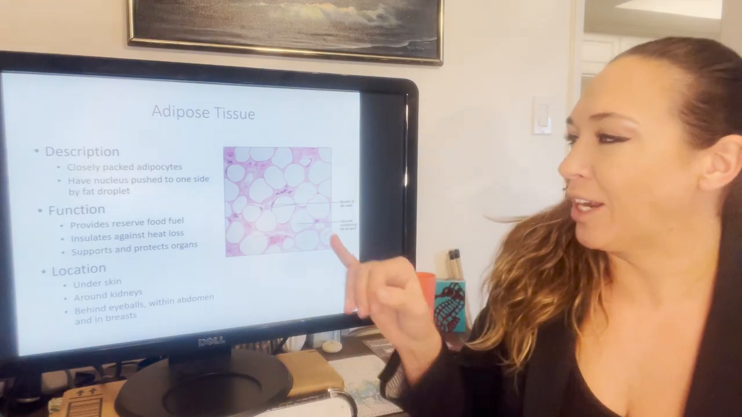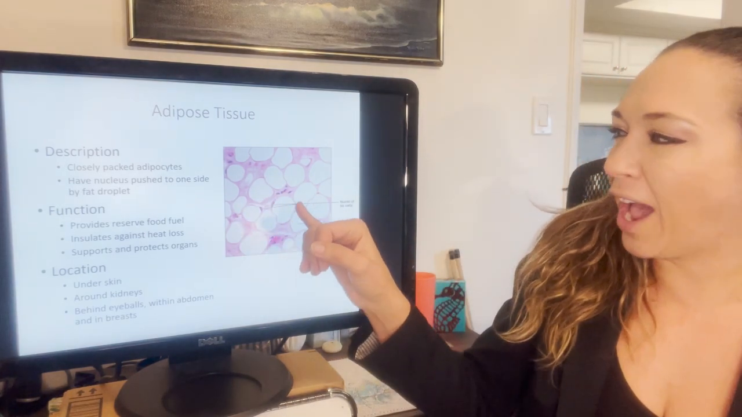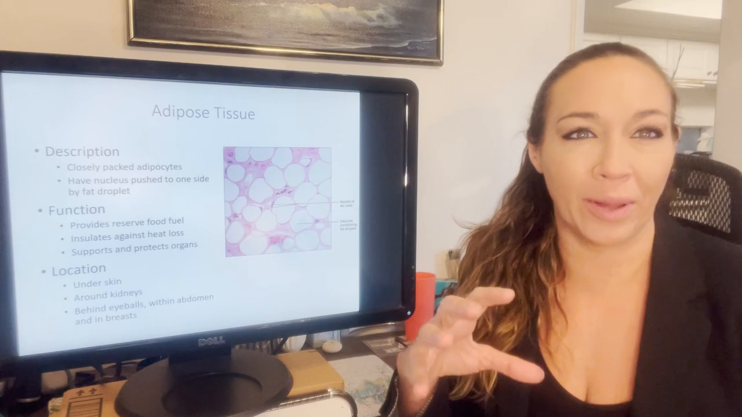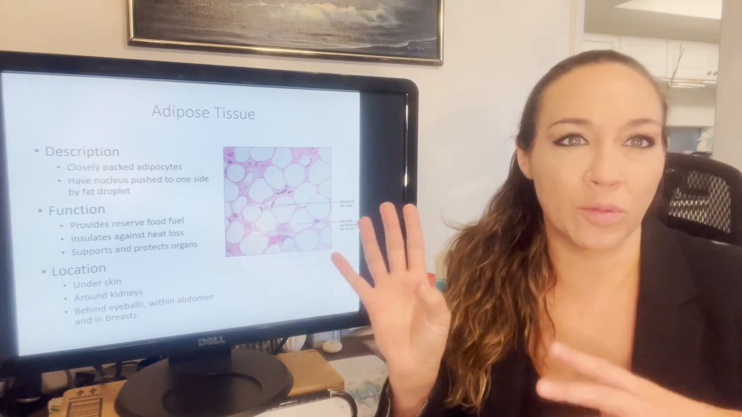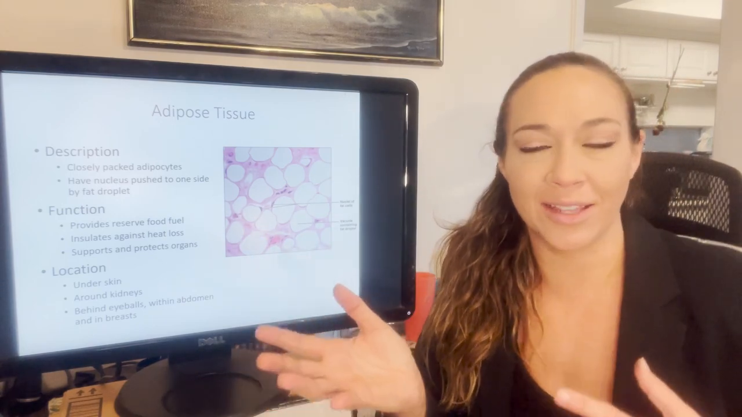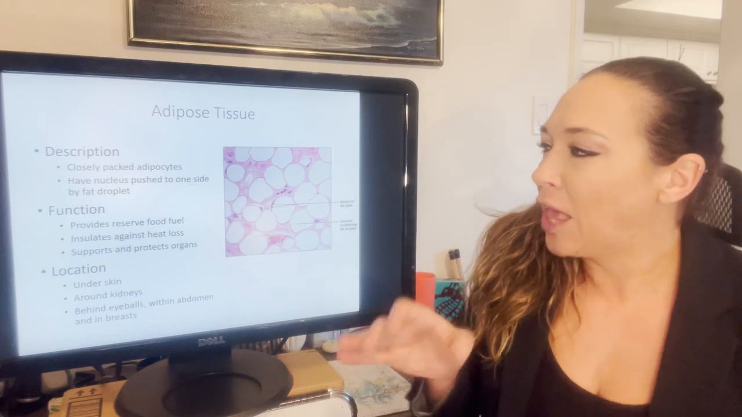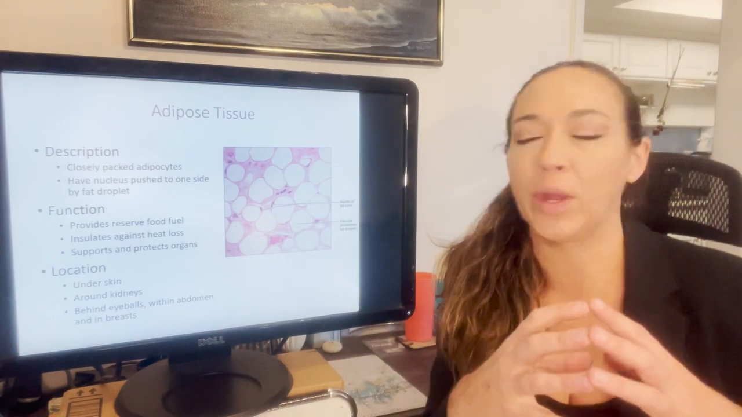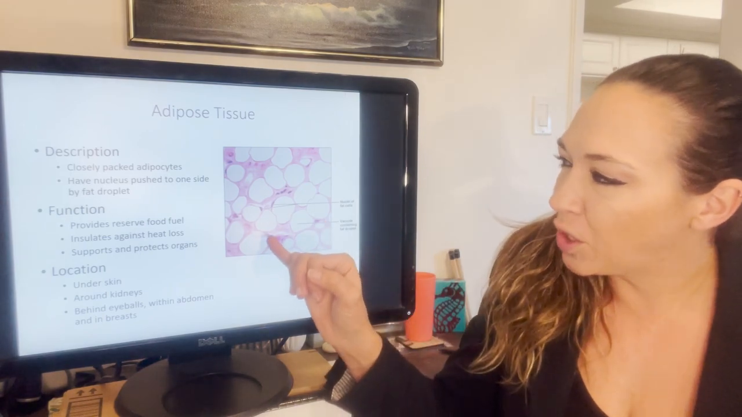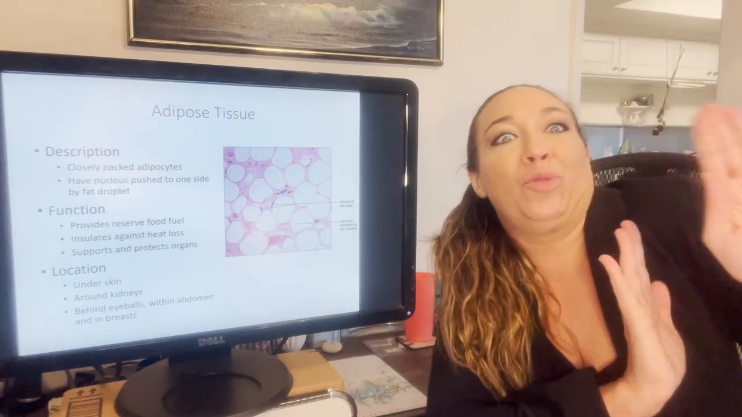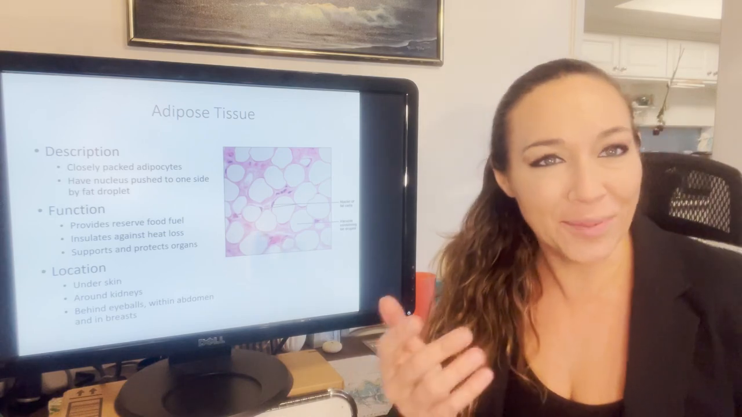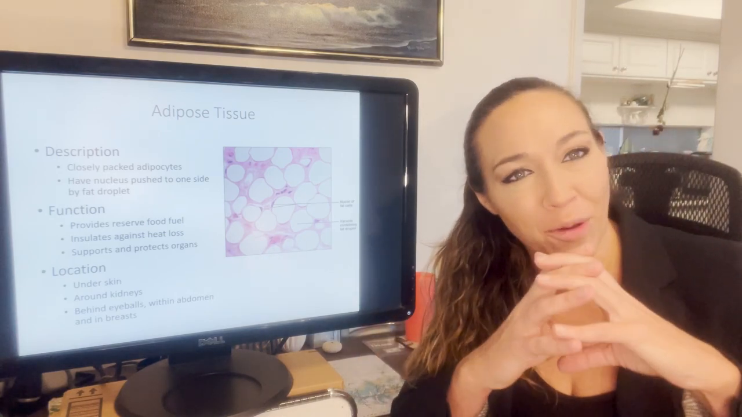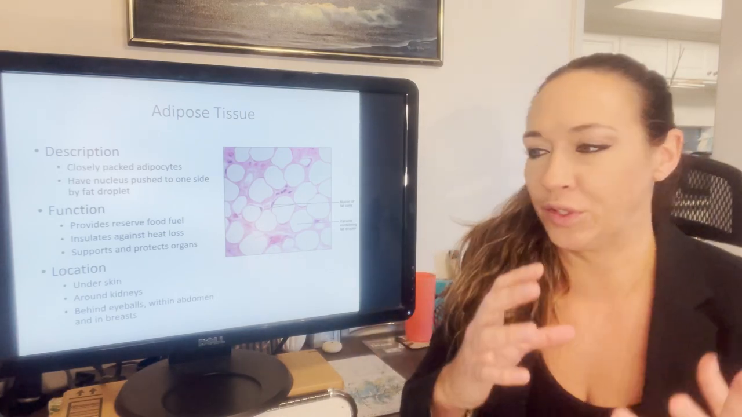And that's what you can see right here. We've got these huge vacuoles containing these fat droplets. And so these are probably some of the most easy to recognize of the connective tissues, because you're always going to have these giant, massive openings in between. You can see here some of the nuclei are squashed and pushed up against the side of the cell, because that fat droplet, that vacuole, basically takes up pretty much the whole space.